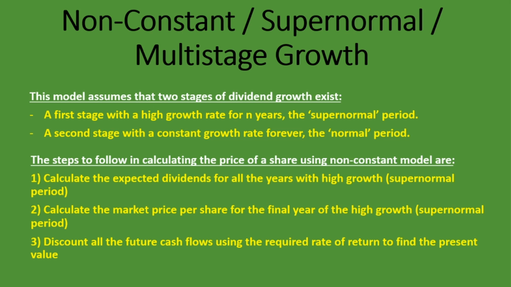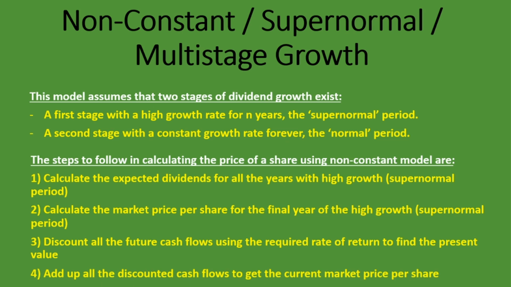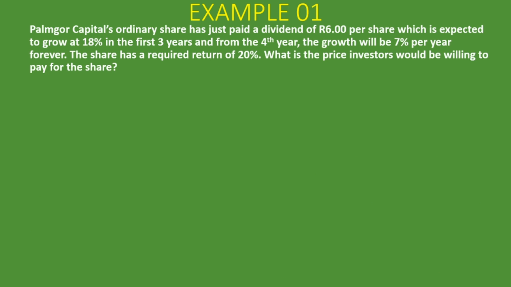And once you have done that, you will add up all the discounted cash flows to get the current market price per share. Okay, if it sounds a bit confusing or too much information, we're going to do two examples here, which will help you greatly understand this topic. So let's get into the example.